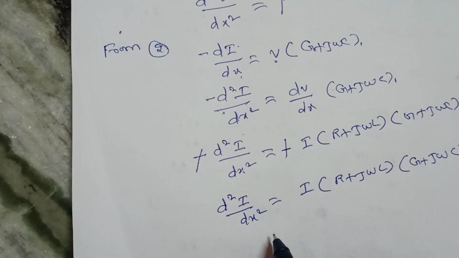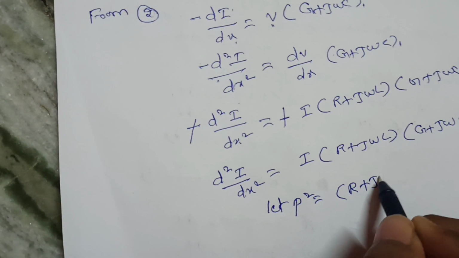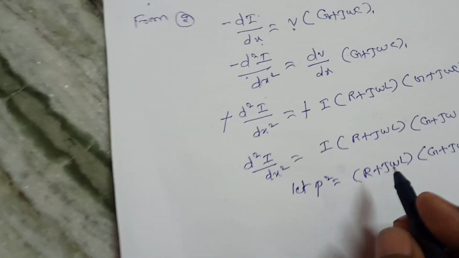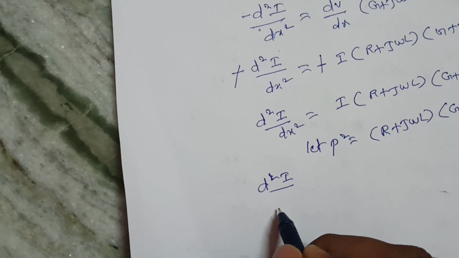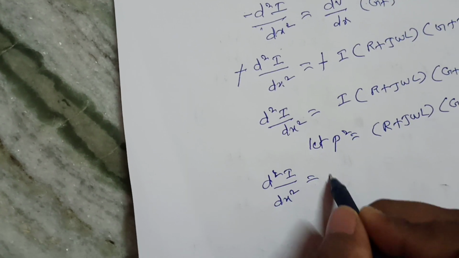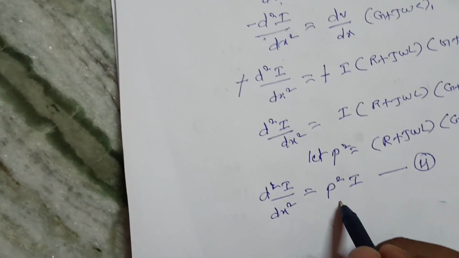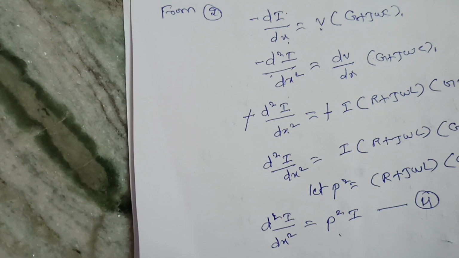Here we already considered that p square is equal to r plus j omega l into g plus j omega c. Then the above equation is written as d square I by dx square is equal to p square into I. This is equation 4. Here p is the propagation constant.